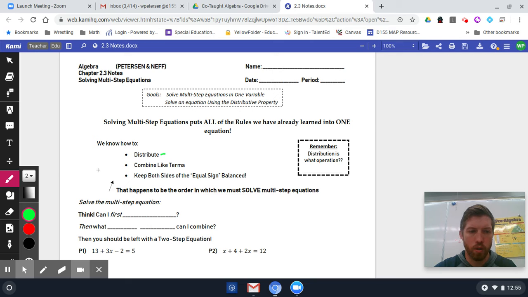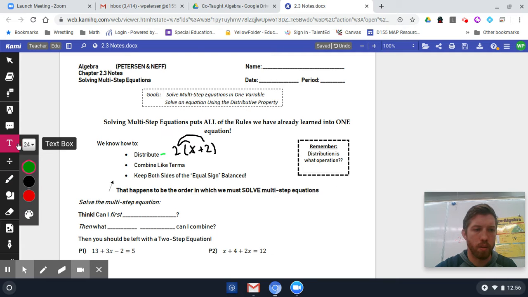Okay, we need to make sure that we are distributing. So if we have a term on the outside, and we have x plus 2 on the inside, one of the first things we do is distribute that 2 to the inside. Most of you guys did an awesome job with distribution. Make sure that you remember to do that step.